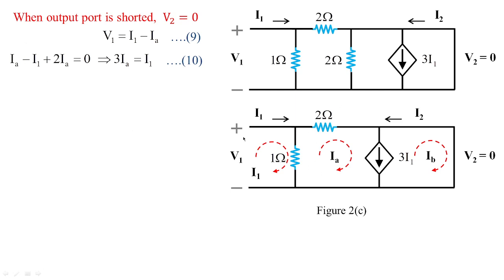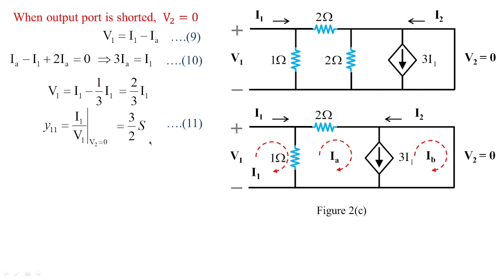So 1 and 2 are there. I'll take dominating loop as IA. So you have 1 ohm here. So IA minus I1 multiplied with 1 plus 2 times of IA, and the circuit is closed like this, equivalent to 0. With this, the super mesh equation is framed so that I1 will be equivalent to 3IA, or in fact IA is equal to I1 by 3. Let us frame this equation as 10. With this 10 substituting in equation 9, I am going to get V1 is equal to 2 by 3 I1. In fact, Y11 will be equivalent to I1 by V1 at V2 equal to 0, whose value is 3 by 2 Siemens. So let me treat this equation as 11.